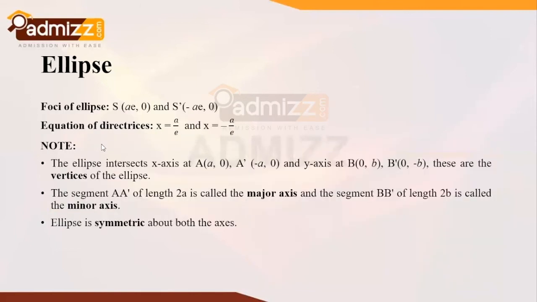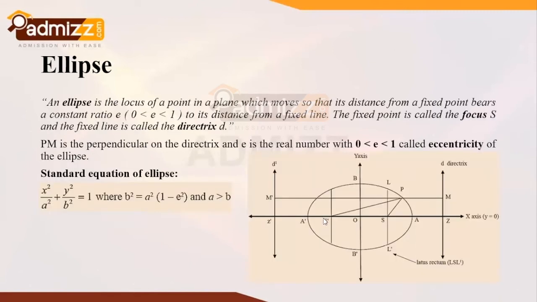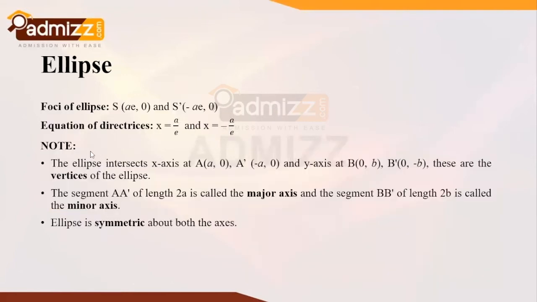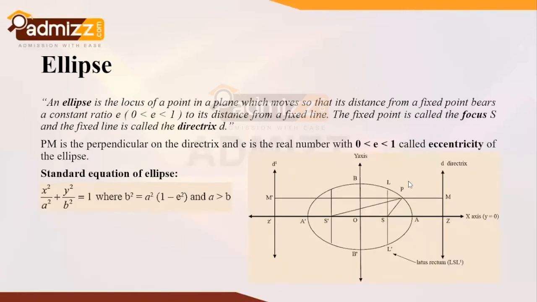Now the foci points of the ellipse are given as S (a e, 0) and S dash (minus a e, 0). So you can observe these foci points right over here. This S dash point is minus a e comma 0, and this S point is a e comma 0. Now the equations of the directrices are given by x is equal to positive a by e and x is equal to negative a by e. You can find these directrices right over here. This D dash directrix equation is x is equal to minus a by e, since it is located on the negative side of the x axis, and this directrix equation is x is equal to a by e.